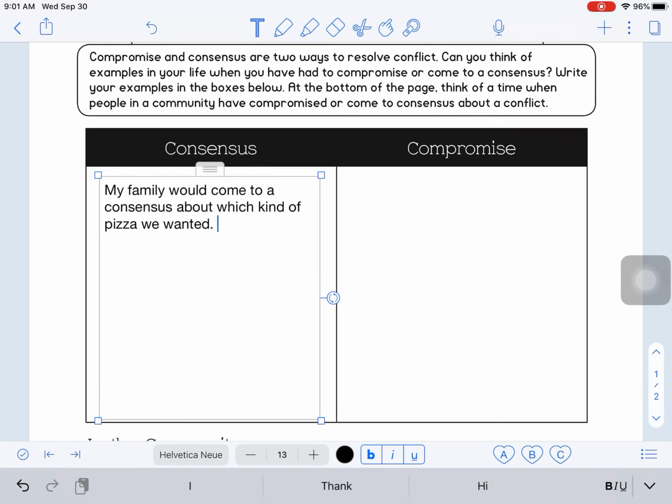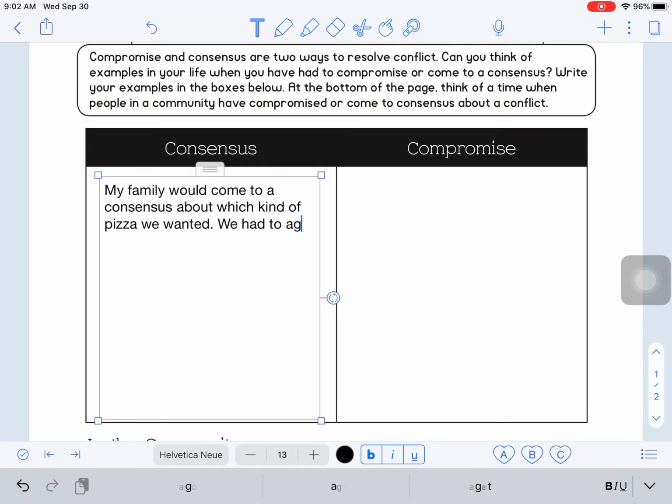So how we did it in my house, we would take maybe 2 toppings that we would want. So for example, pepperoni or sausage. And then we would all have to say, okay, I want pepperoni or I want sausage. And whichever one came up with the most, that was the consensus that we were going with. So maybe I had 4 people in my family say that we want pepperoni and only 2 people wanted sausage. Which topping would we decide to get on our pizza? We would go with pepperoni because the consensus was that the majority of my family wanted pepperoni. So my family would come to a consensus about what kind of pizza we wanted.